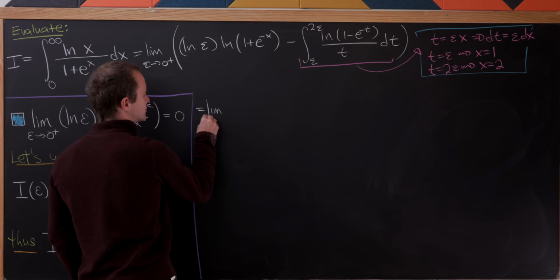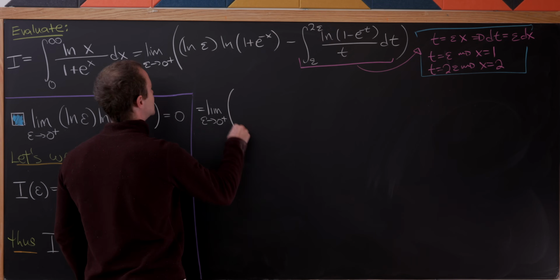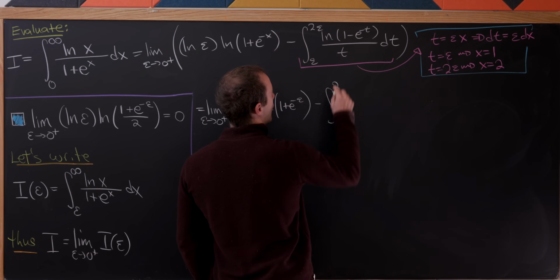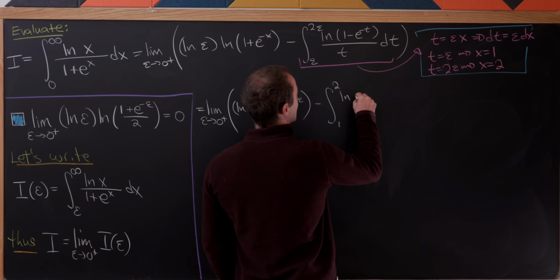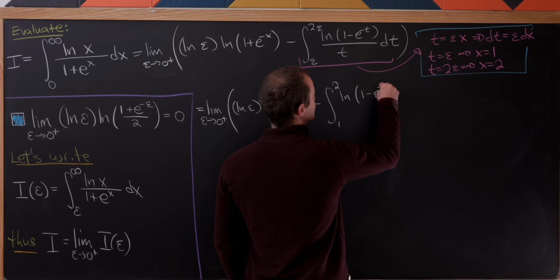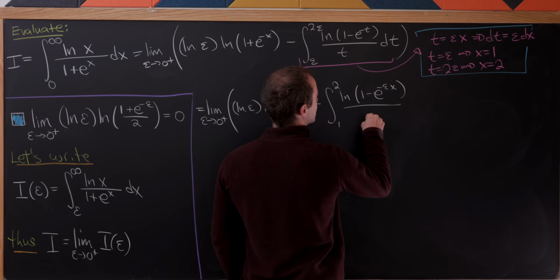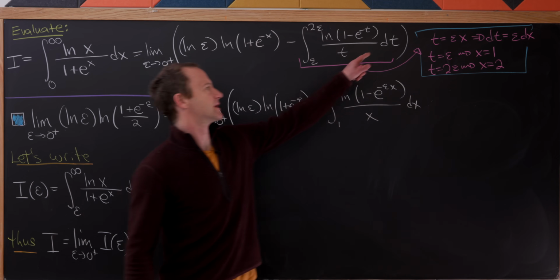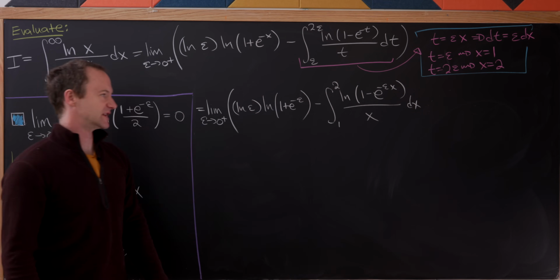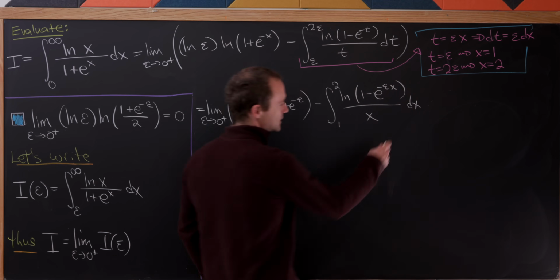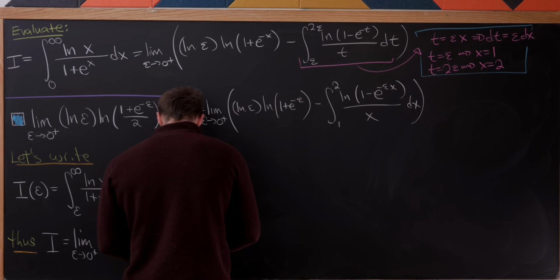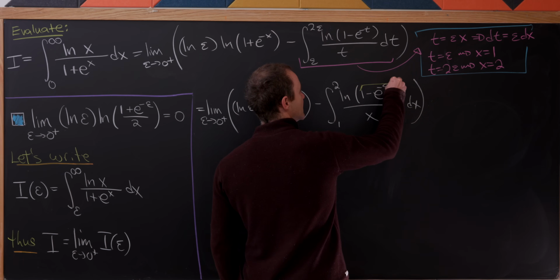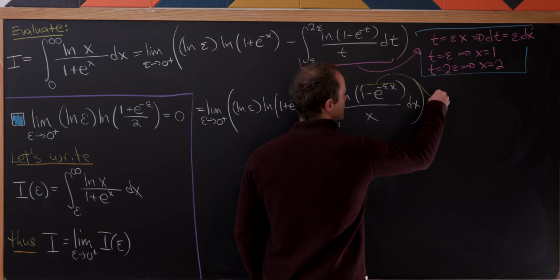I'll bring down a bunch of stuff real quick. Maybe we'll speed through this. And then we'll have minus the integral from 1 to 2 of the natural log of 1 minus e to the minus epsilon x over x dx, where the epsilon that we picked up from the dt cancels for the one with the t right there. Okay, nice. And now we're going to do a simplification using the power series of e to the x here.